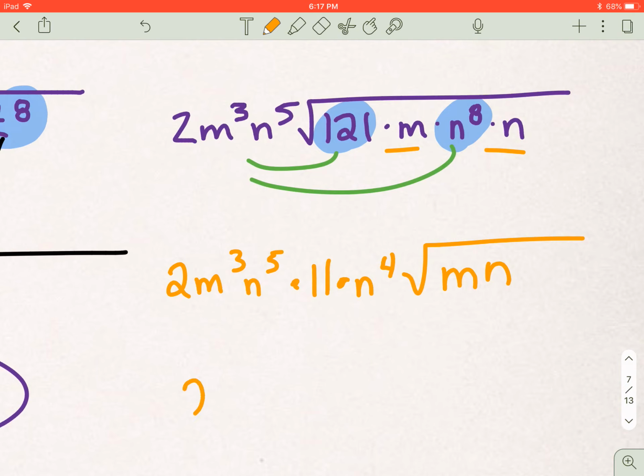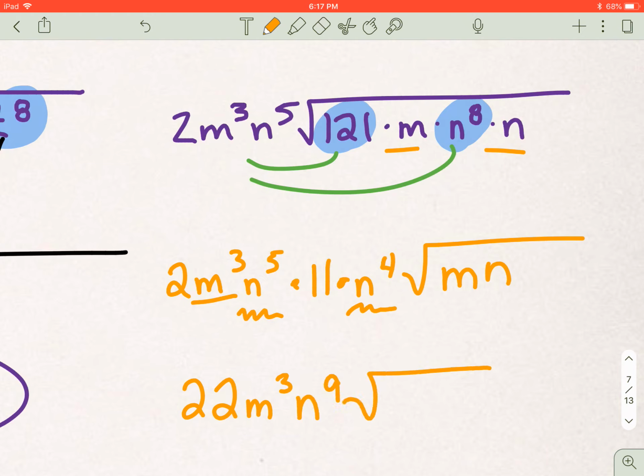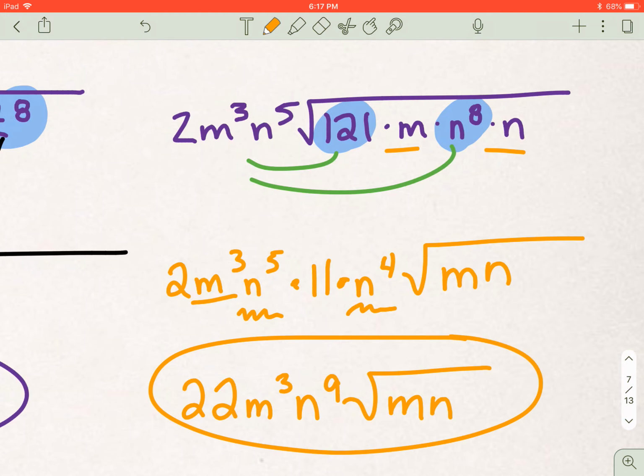2 times 11 is 22. m to the 3rd times, no m, so it's just m to the 3rd. And n to the 5th times n to the 4th would be n to the 9th times the square root of m n. And that would be the answer to that example right there.